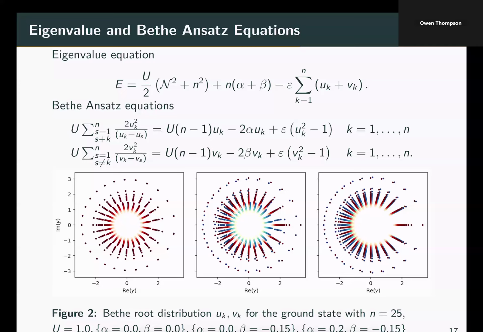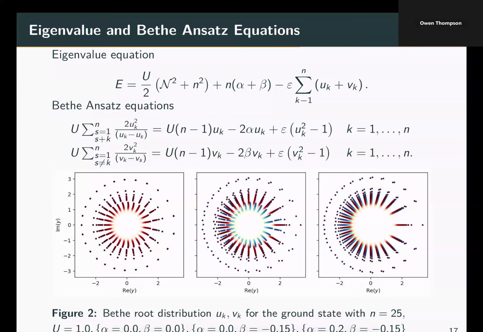You can see down on the bottom here a plot of what those distributions of roots look like, for a given number of particles, interaction, and for some different tilts. And this is for the ground state. So this is what those roots look like.